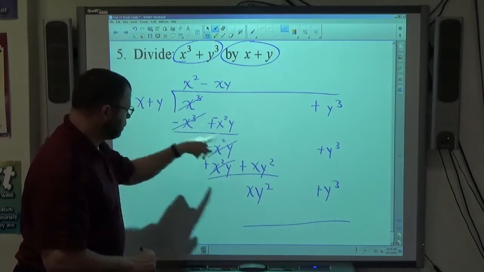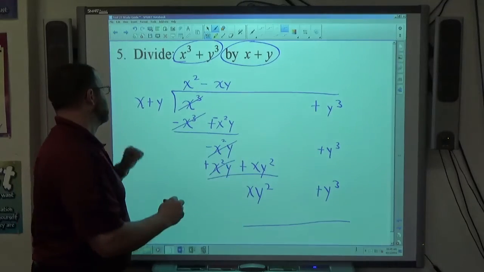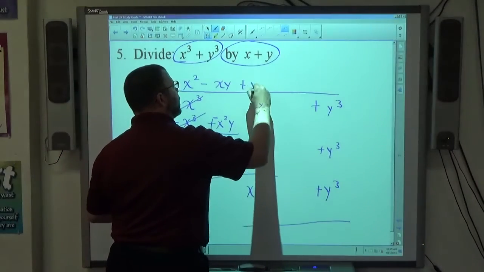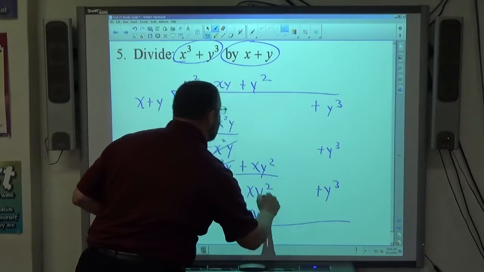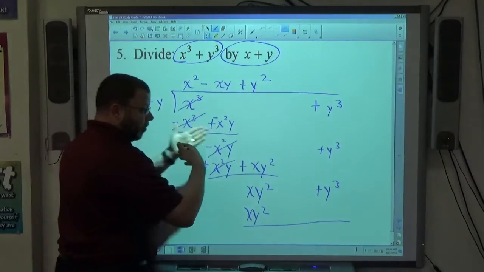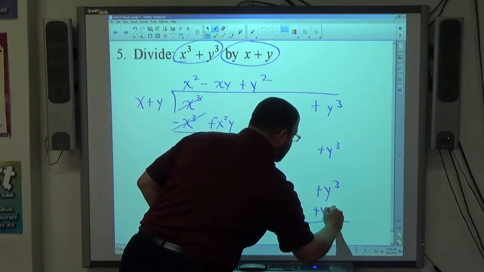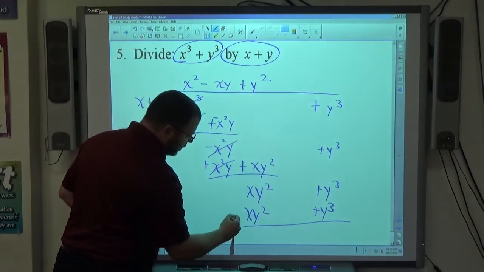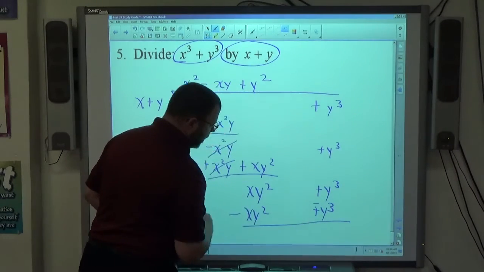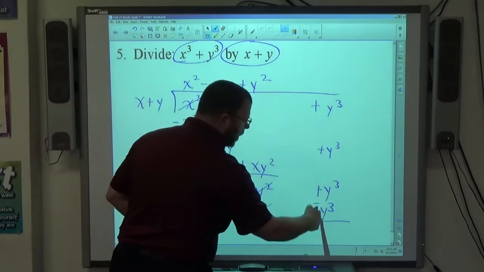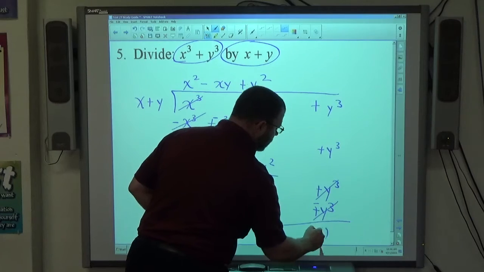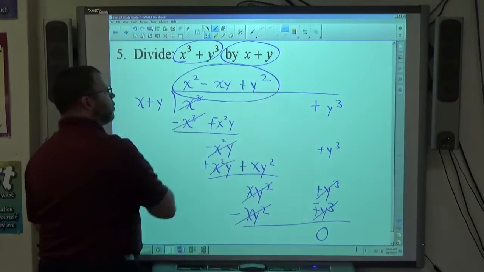First divided by first. Positive xy squared divided by positive x is going to be positive y squared. Y squared times x is xy squared. Y squared times y is y cubed, which matches y cubed, so I'm going to put that right there. Subtraction is changing signs. This becomes negative. This also becomes negative. Positive xy squared minus xy squared cancels. Y cubed minus y cubed also cancels. Remainder 0. So there's our solution.